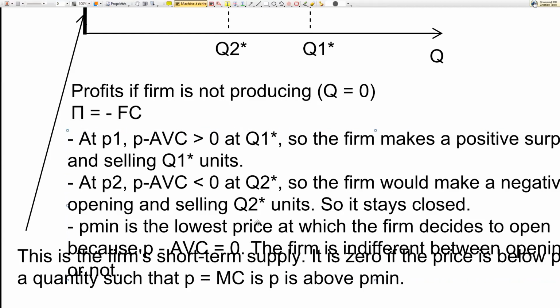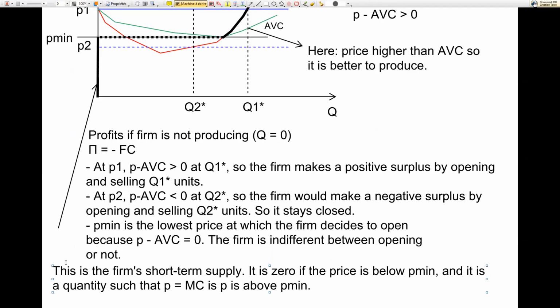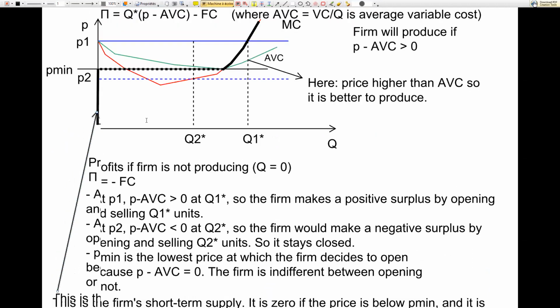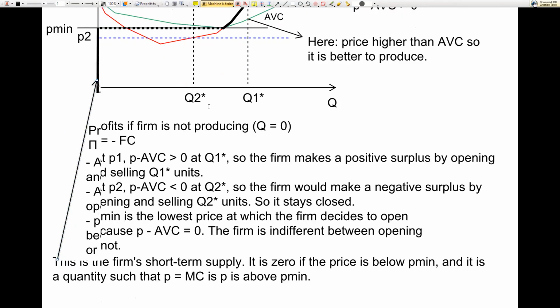And so whenever in economics we say that somebody is indifferent between doing something or not, it's because we can't really predict what the person will do, but it doesn't matter. So here the firm is indifferent between opening or not opening, because if it doesn't open, it gets minus FC as profit. And if it does open, it also gets minus FC because P minus AVC is 0. So that's the way it is.